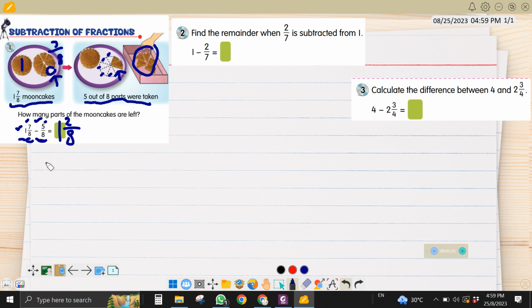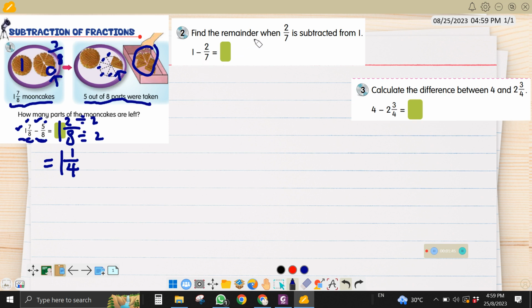Okay, so this is not your final answer yet. You still can simplify it. You divide by 2 because they are in the 2 times table. So 1 you do not simplify, only the fraction. 2 divided by 2 is 1. 8 divided by 2 is 4. So your final answer is 1 and a quarter, or 1 1/4.